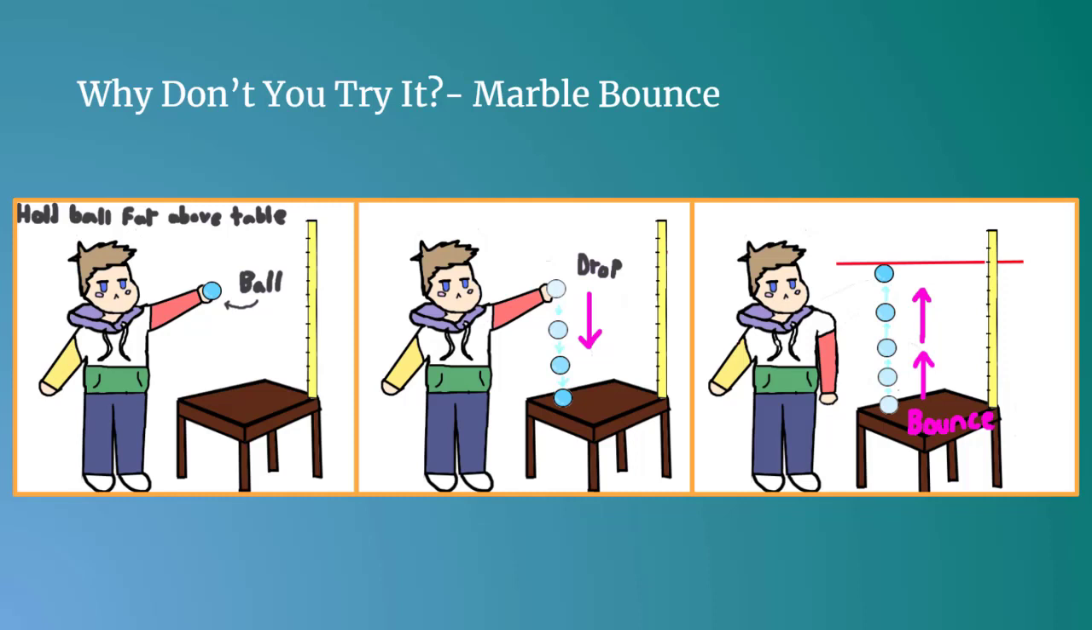Why does the marble drop when we let it go? Pause if you'd like to try to answer. The marble drops because of gravitational force. Do you know why the higher we hold the marble, the higher it bounces? This is because the higher we hold the marble, the greater its potential energy is.